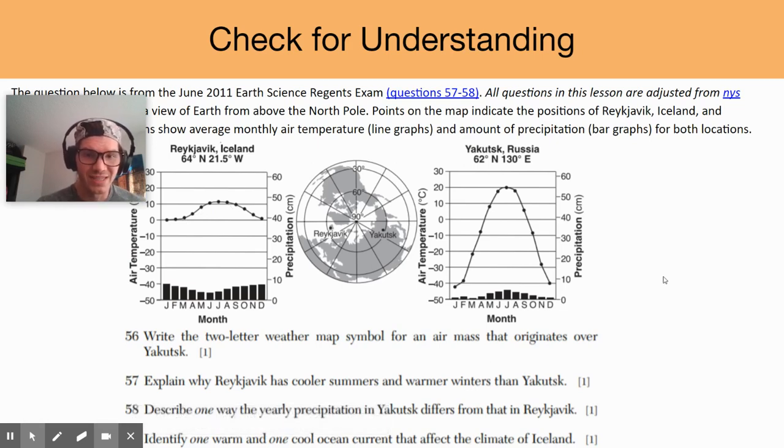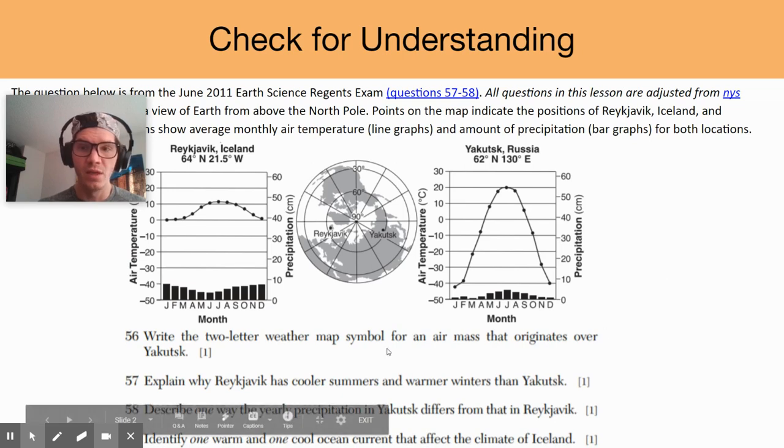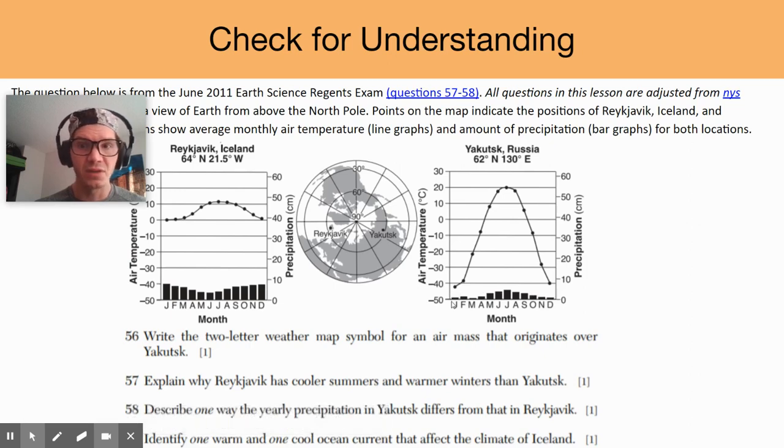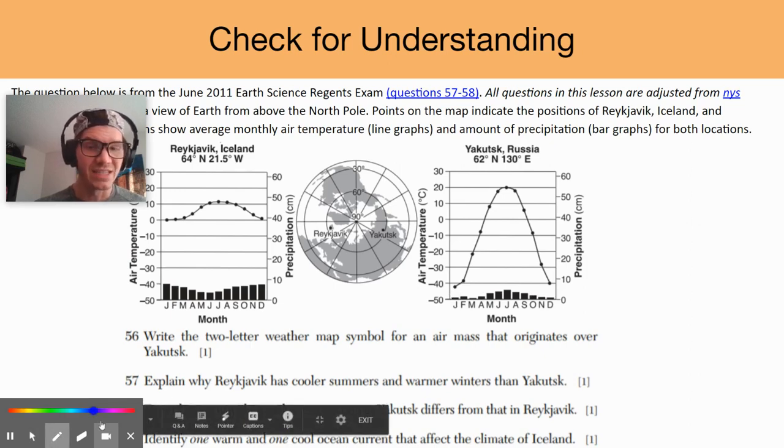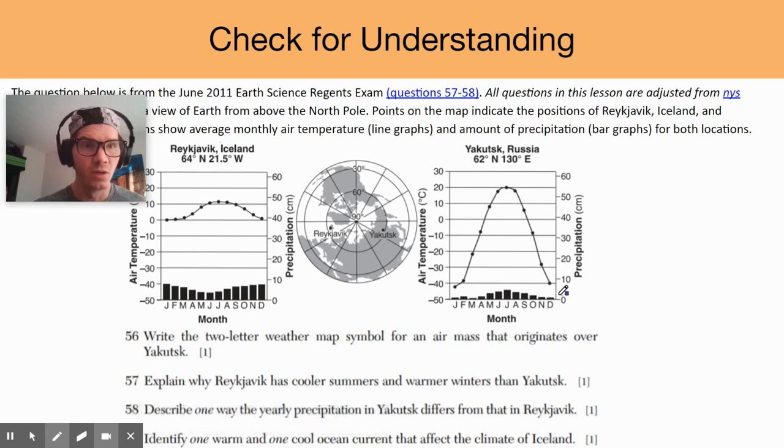Describe one way yearly precipitation in Yakutsk differs from that in Reykjavik. So this one's asking us to look at the bar graph. If we look at the bar graph, there's a couple different ways that we can compare and contrast these. First, right off the bat, it appears that Yakutsk is not receiving as much precipitation over the course of the year. Because if this is about 10 centimeters, then halfway is about 5.